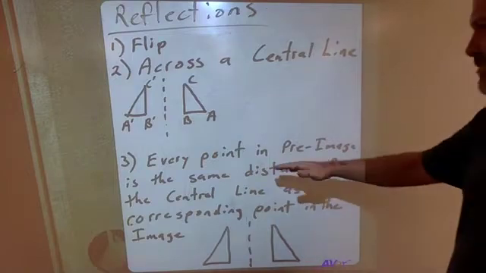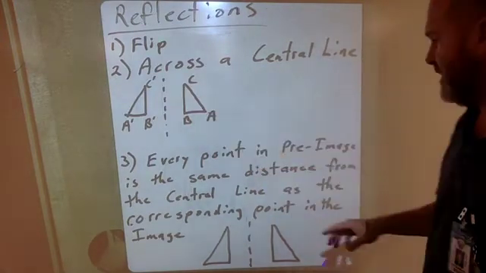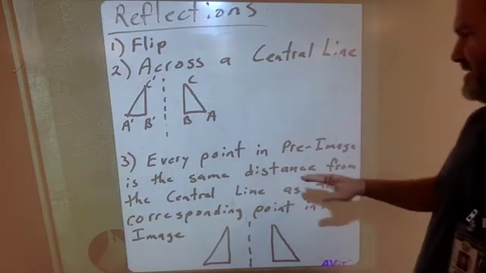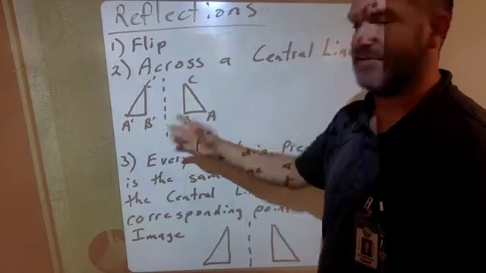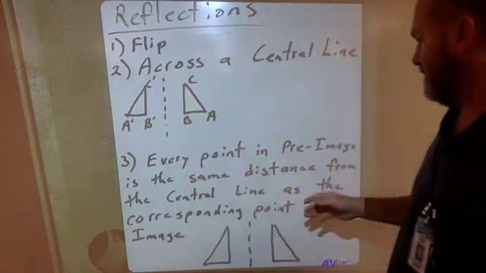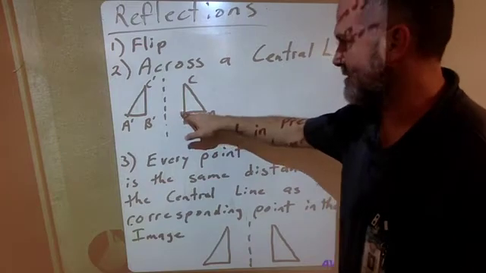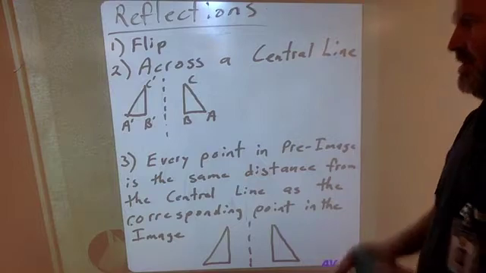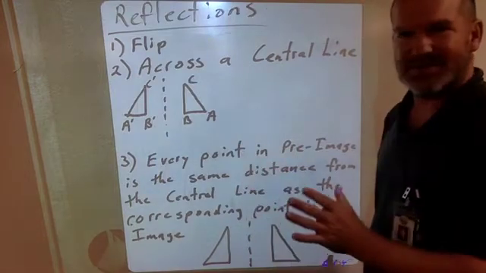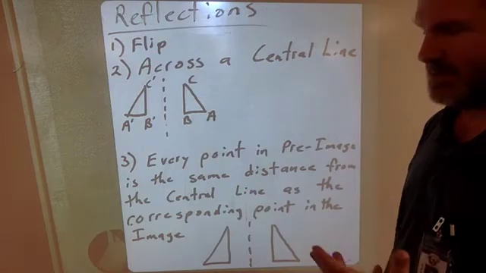It says every point in the pre-image, which is where you start, is the same distance from the central line. The central line is the line that we're flipping across. So every point in the pre-image is the same distance from the central line as the corresponding point in the image. Corresponding means the same, basically. So A goes to A prime, B goes to B prime, so on and so forth.